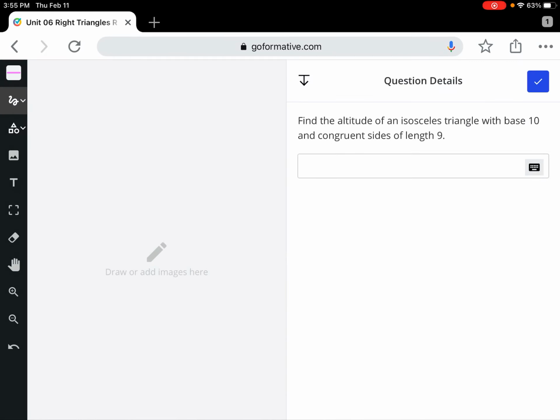Length of a diagonal of a square. Let me just make sure, did I skip one? Oh, I did skip one. Okay, it says find the altitude in my isosceles triangle. So I go through and I draw. I'm big on drawing. It's an isosceles triangle. The base is 10, and it has congruent side lengths of 9 and 9.